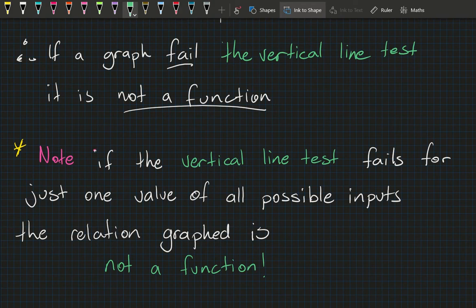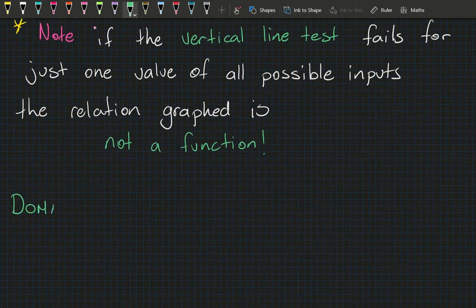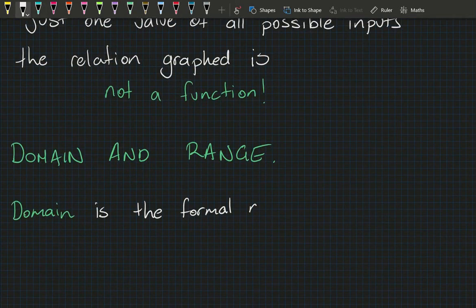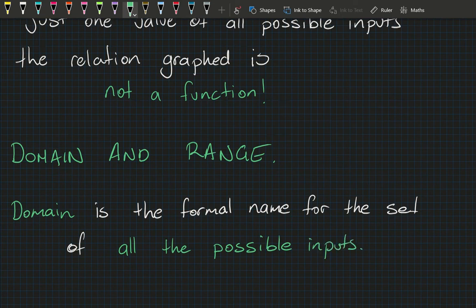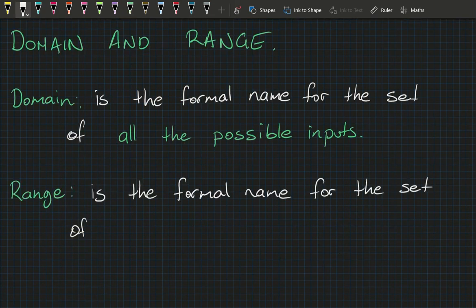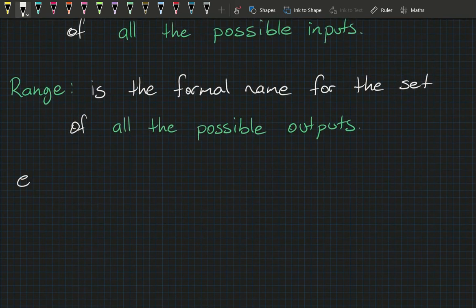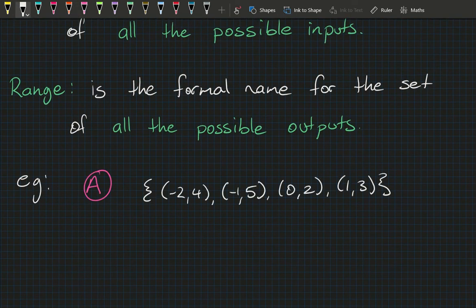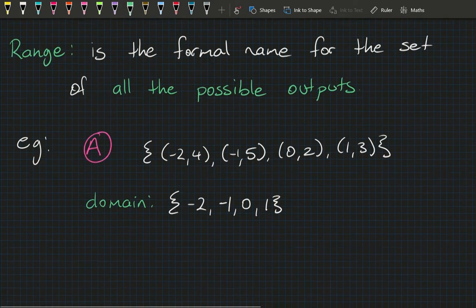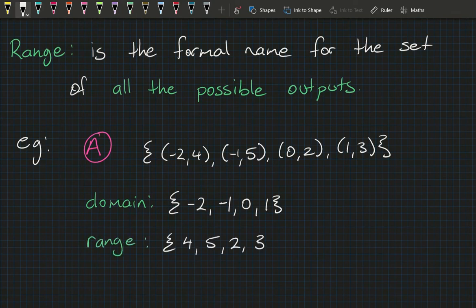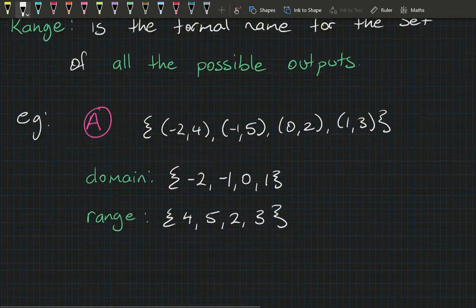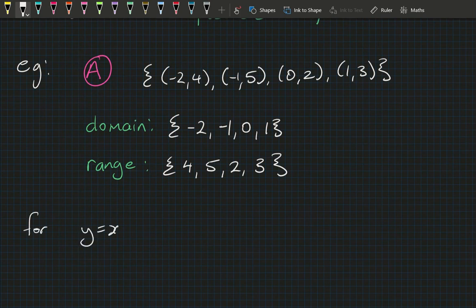And there's one more important topic to cover today, and that is domain and range. So the domain is the formal name for the set of all the possible inputs. And the range is the formal name for the set of all the possible outputs. So for example, our set A has a domain of -2, -1, 0 and 1, and a range of 4, 5, 2 and 3.